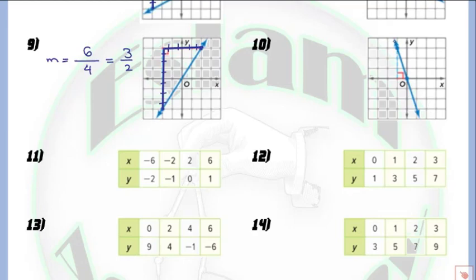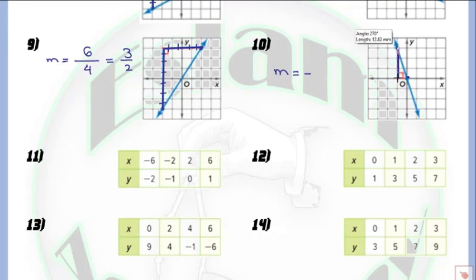Once we have a line, start from the left to the right, you will find that the line is going down. It means the slope will be negative. Then find 2 points belonging to the line. Now that's the first point and that will be the second point.